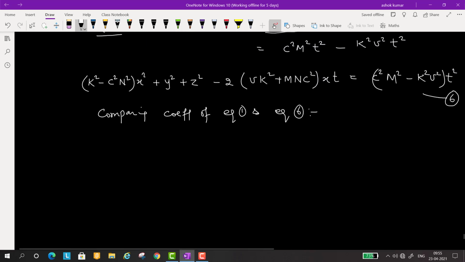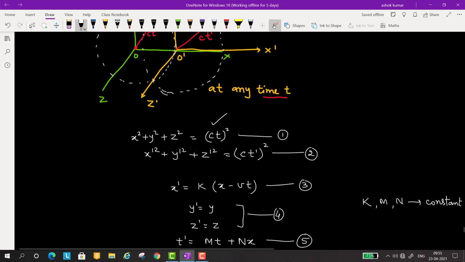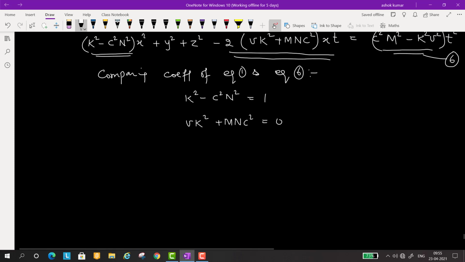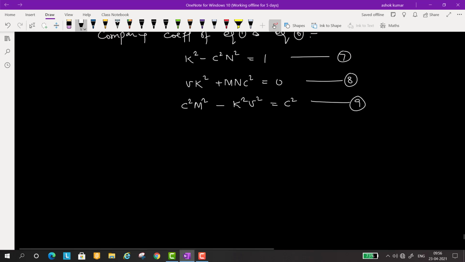So if we compare coefficients from here, this coefficient in that equation is 1, so it will be k square minus c square n square, it will be 1. This term is not in equation number 1, so this coefficient, v square plus m n c square, it will be 0. This coefficient is the coefficient of t square, c square, so this term it will be c square m square minus k square v square, it will be equal to c square. We mark these as 7, 8 and 9. So all our work will be solving these three equations. So now we try to solve these three equations.